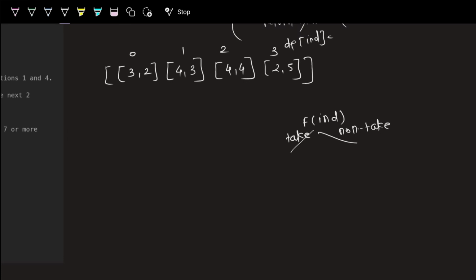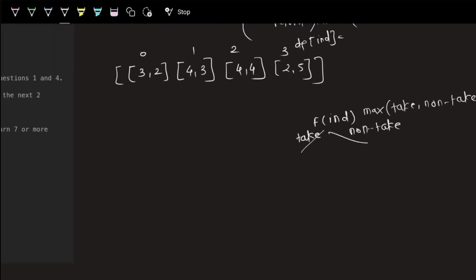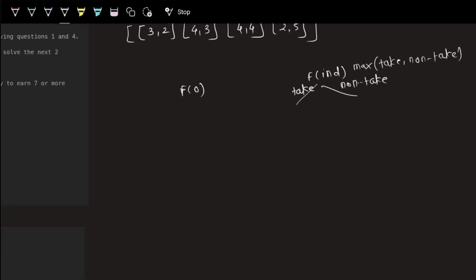And at every step I will return max of take, non-take. This is what I will do. This is my pseudocode for the recursive tree. So I will start from index 0. So I will just say f of 0. I have two choices, either take it or not take it.